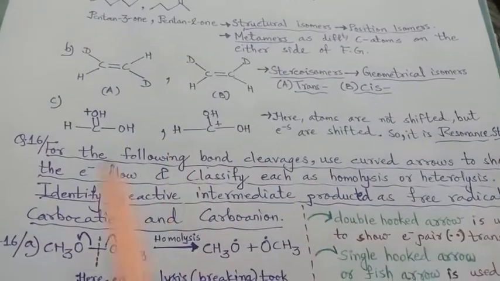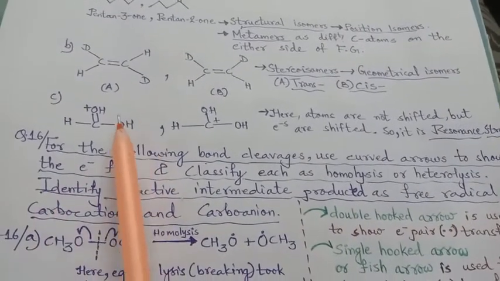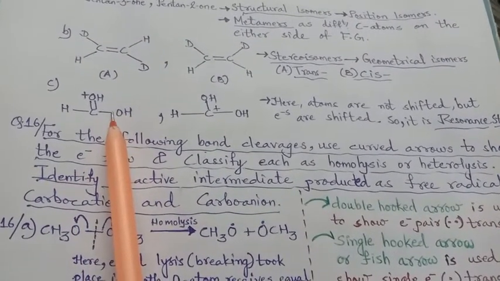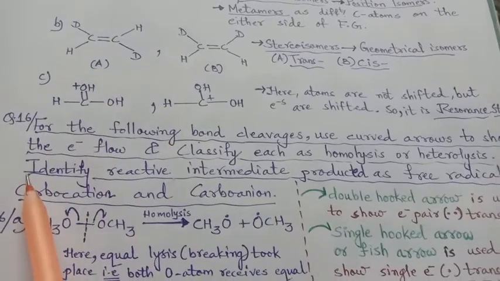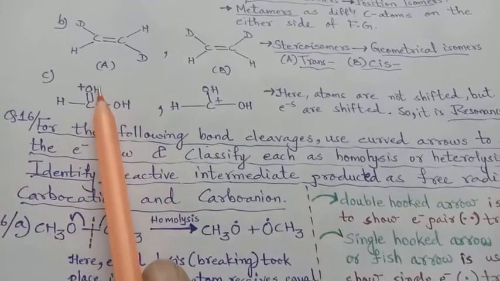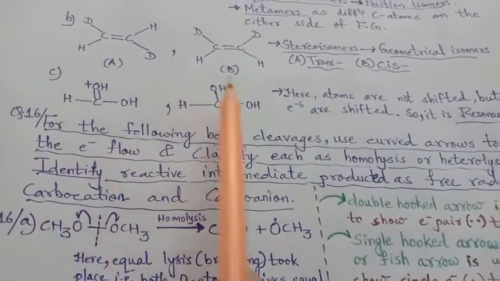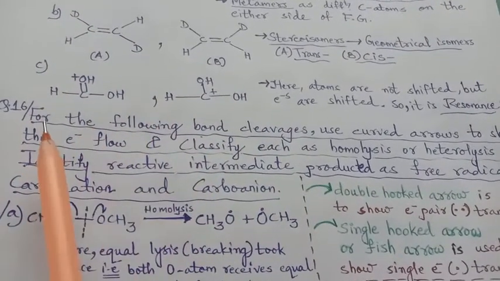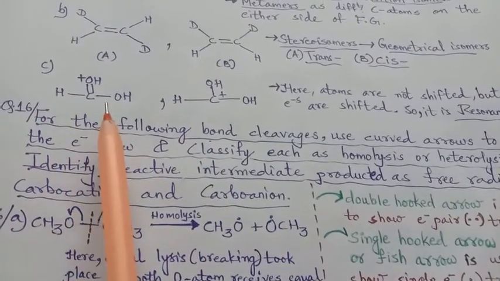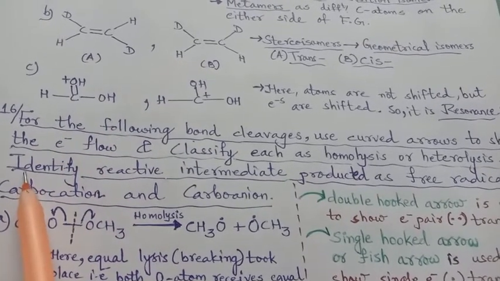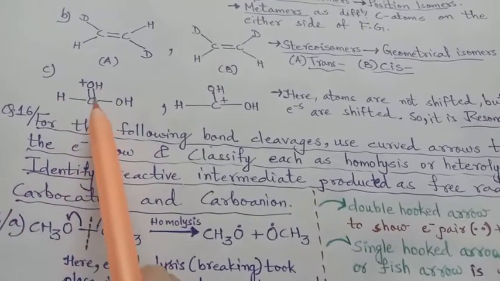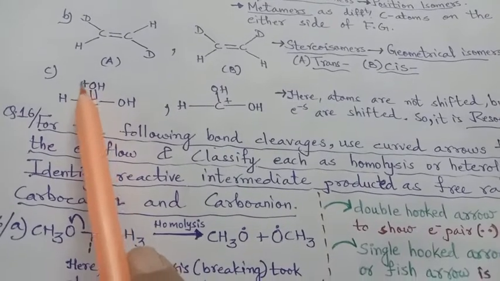So what is the thing over here? Here we can see the atoms are not shifted. Atoms are as they are: OH here, OH here, OH here, OH here, H here, H here. No shift in any atoms, right? But electrons are shifted. You can see the electrons, they are shifted here, positive.